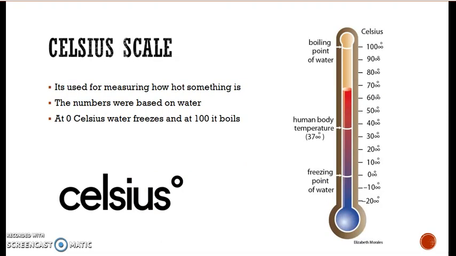Celsius scale. It's used for measuring how hot something is. The numbers were based on water. At 0 Celsius, water freezes, and at 100 it boils. So as you can see, freezing point of water is 0, boiling point of water is 100, human body temperature is 37. It's kind of random, 37, right? It's because it's based on water. But what you might not know is that the human body is made of 70% water. That's why we based it off water, because water is 70% us.